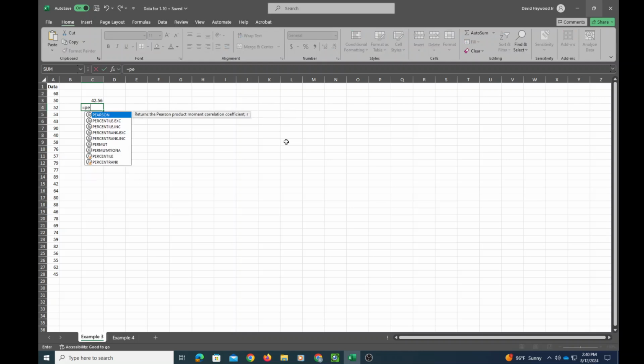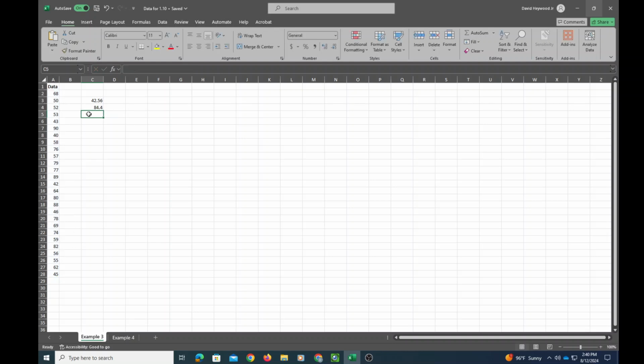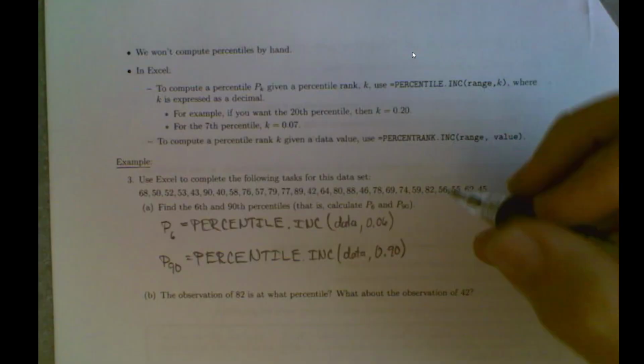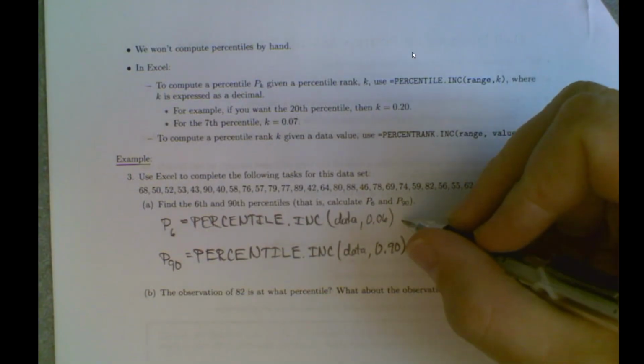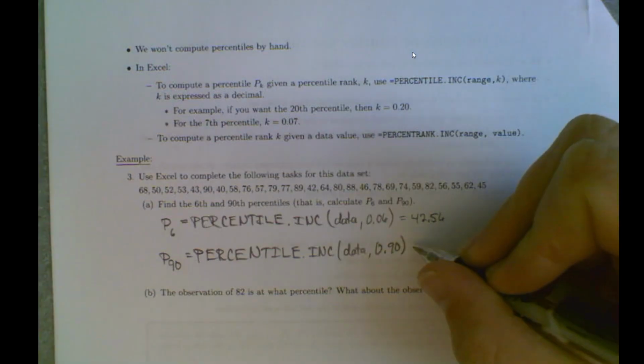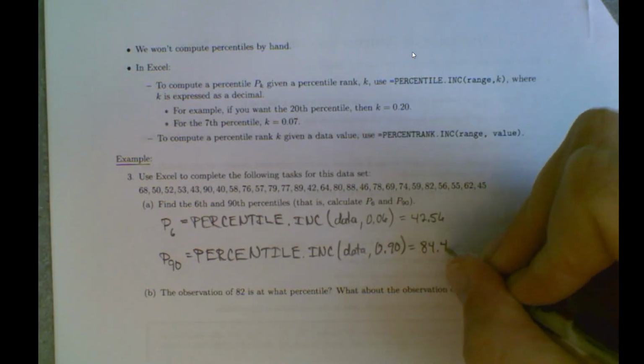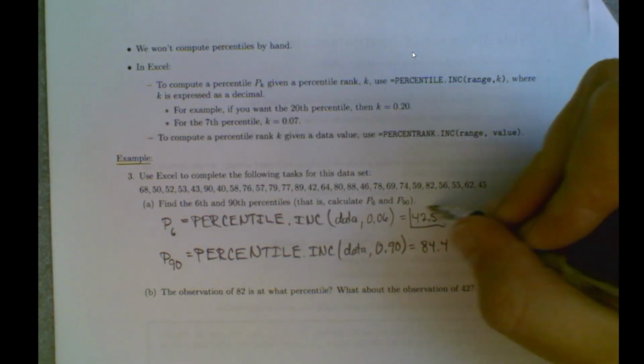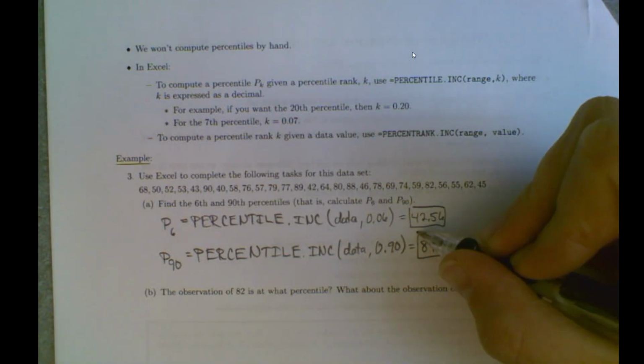For the 90th percentile, we would do something similar. We would say equals percentile.inc, choose our data, and then comma, and I want the 90th percentile, so I'm going to put 0.90. And there you go. A value of 84.4 would be at the 90th percentile. So let's write those down. 42.56 and 84.4 were our answers. So there's the 6th percentile and there's the 90th percentile.